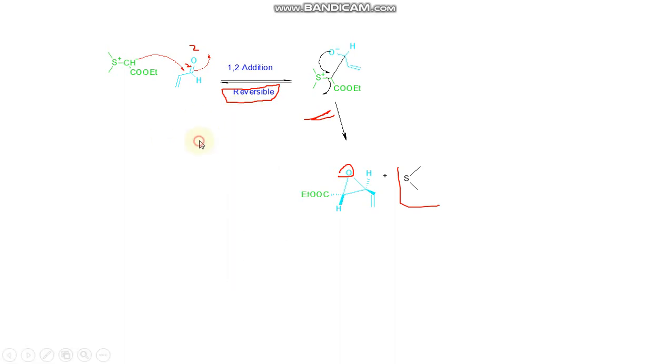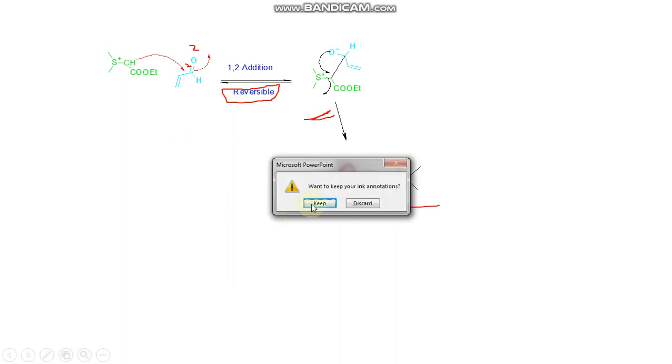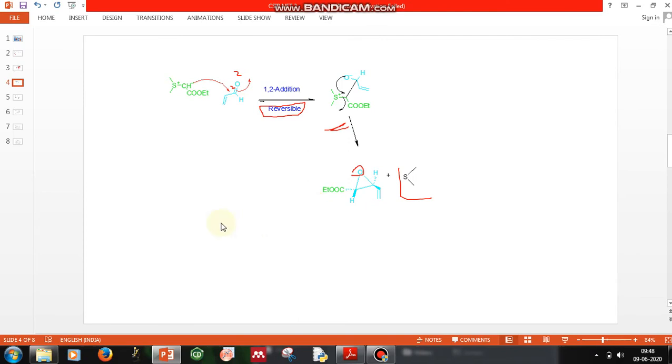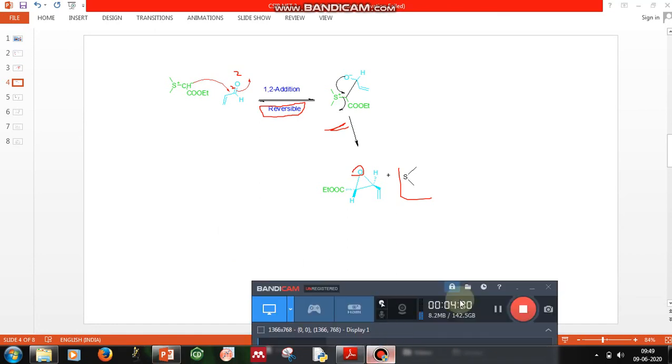And you also understand that 1,2 addition is not the major product because of reversibility, but 1,4 addition is stable and gives the major product because of the irreversible formation of the strongest C-C bond, the cyclopropane ring.